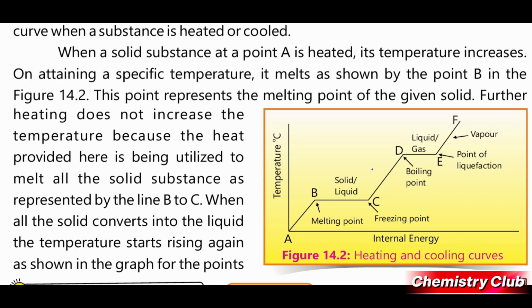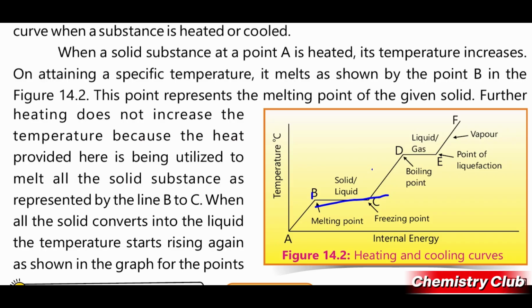Now we will read this topic so that we can understand all the points. When a solid substance at point A is heated, its temperature increases. On attaining a specific temperature, it melts, as shown at the point B in the figure. This point represents the melting point of the given solid. Further heating does not increase the temperature because the heat provided here is being utilized to melt the solid substance, as represented by the line B to C. So there is no change in temperature.